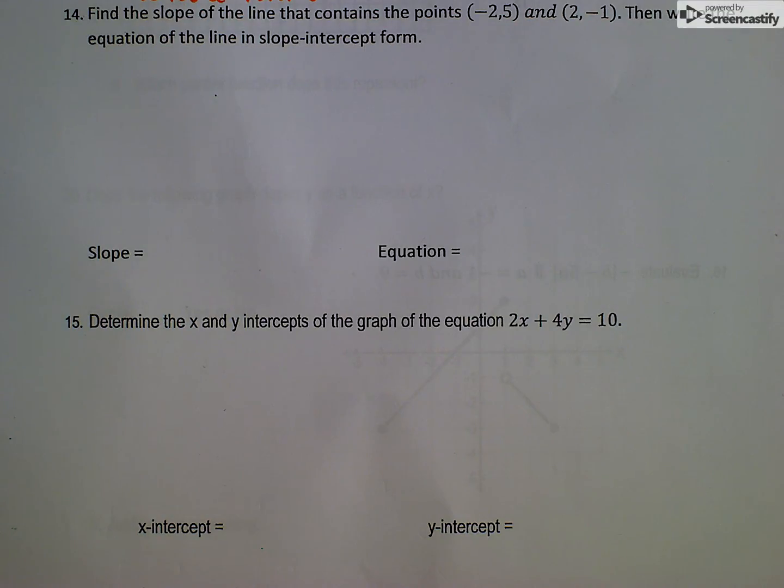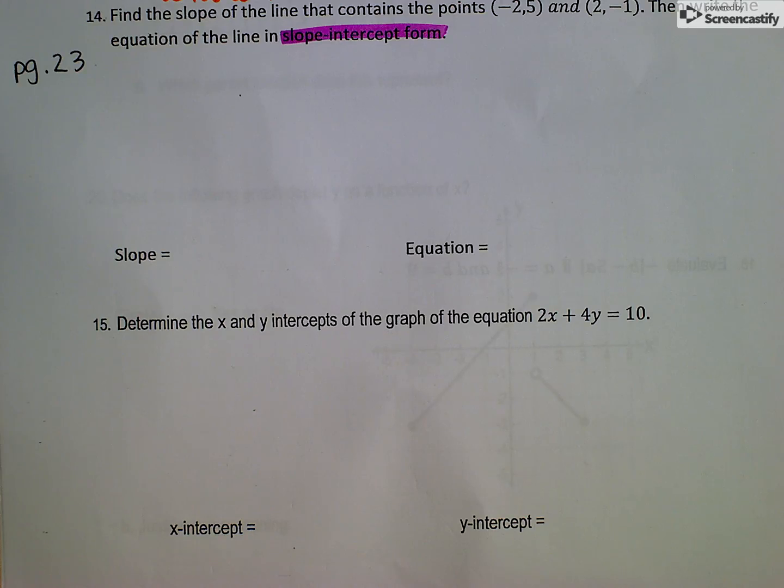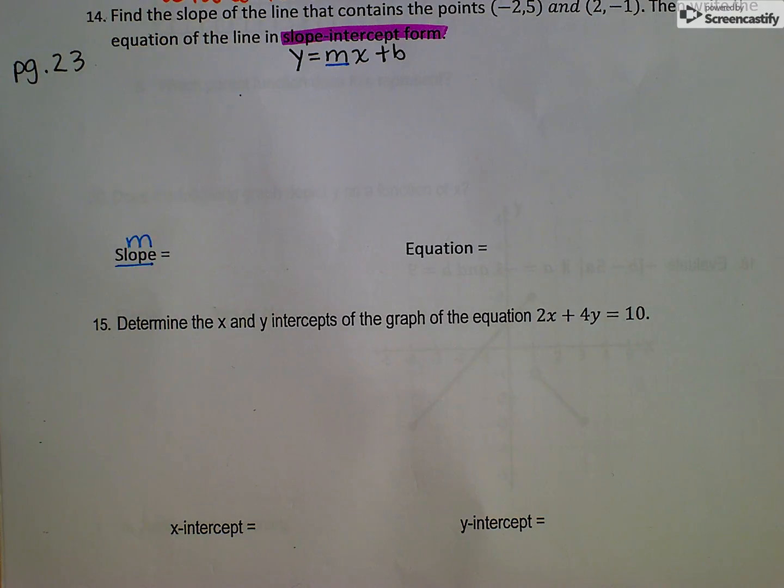Number 14 has a key term here, and it would be slope-intercept form. You may want to refer to page 23 for all three forms. Slope-intercept form looks like y equals mx plus b. So obviously I need to find my slope and my y-intercept using just these 2 points. Now, there are various ways to use these 2 points. Of course, you could graph them, which I'm not going to waste time doing.